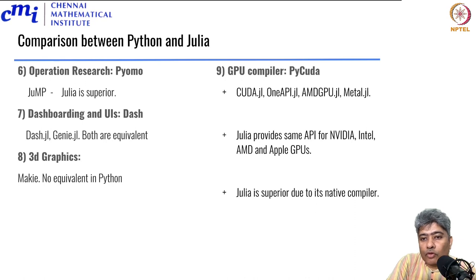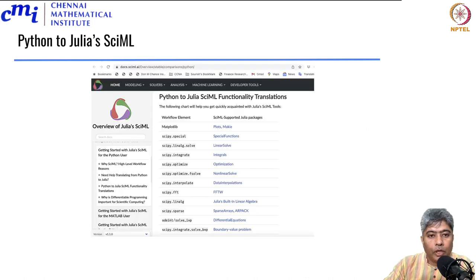GPU compiler, if you do PyCUDA, CUDA, OpenAI, all these Julia providers, like API, NVIDIA, Intel, AMD, Apple GPUs, on this Julia provide the same API, but Julia is superior due to its native compiler. Even in the GPU compiler, Julia compilers do better than PyCUDA.